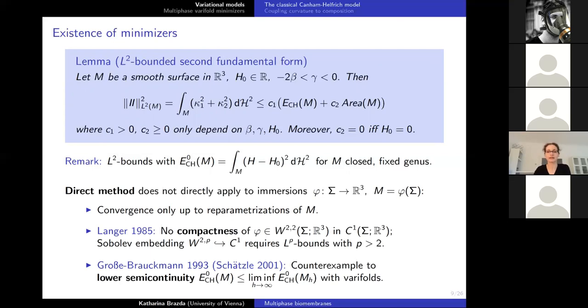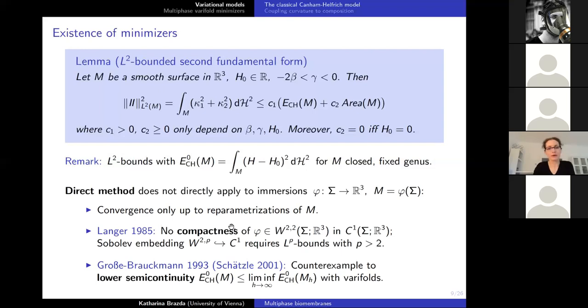However, when applying the direct method, this is not so straightforward. One cannot directly apply this to immersions, if one describes the surface as an immersion, because first, of course, one has only convergence up to reparametrizations. And then, as was also observed by Langer, the L2 curvature bounds are not enough to get compactness in the C1 topology, because by Sobolev embedding, we need L^p curvature bounds with p greater than 2. So this is just the borderline of the Sobolev embedding.